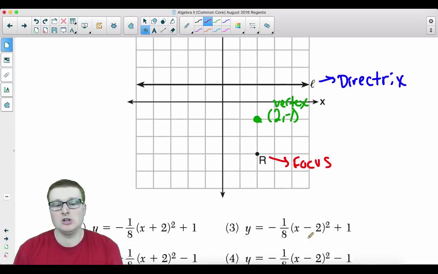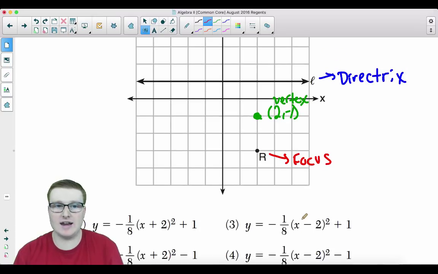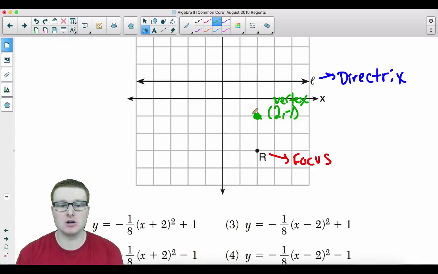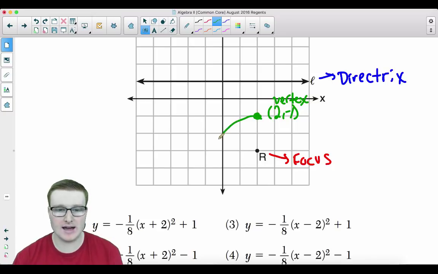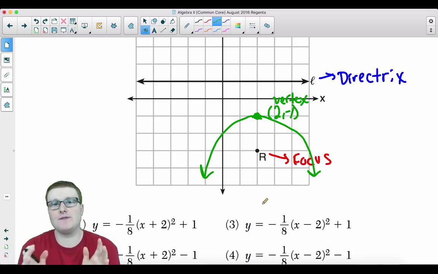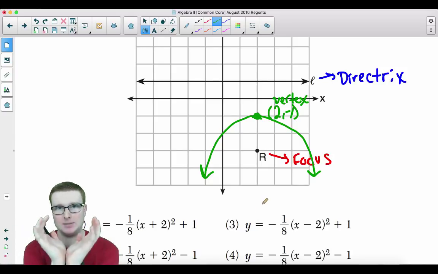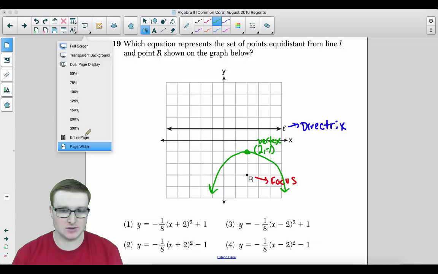Okay? So, now we just got to figure out, well, which one is the proper quadratic. Well, here's the thing. The quadratic can never cut through the directrix. It's impossible. Can't do it. So we know that the parabola has to be going something like this, in a downward fashion. Okay? The focus, remember, is always inside the parabola, and the directrix is always outside of the parabola.